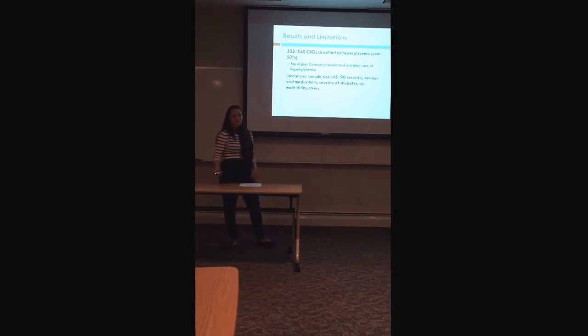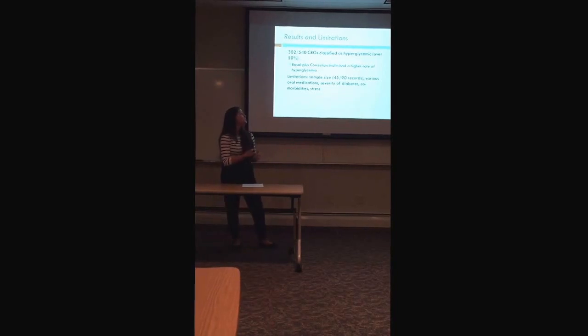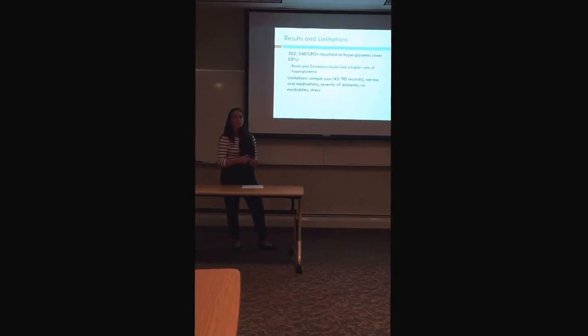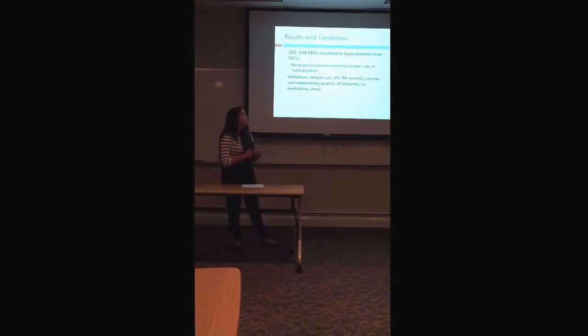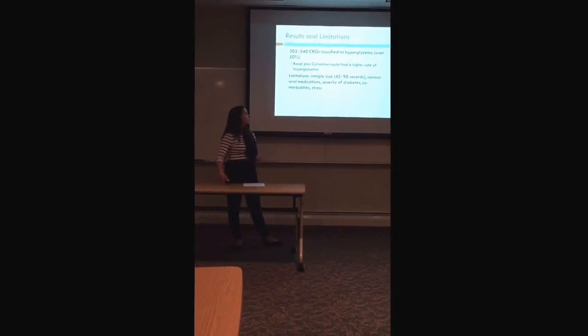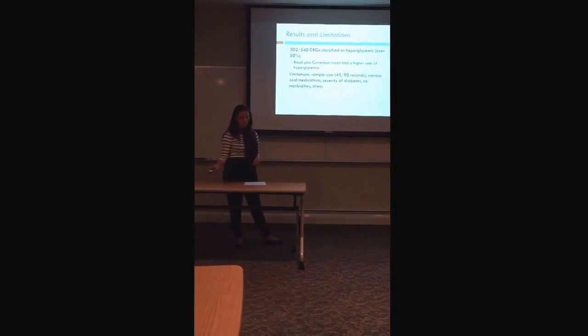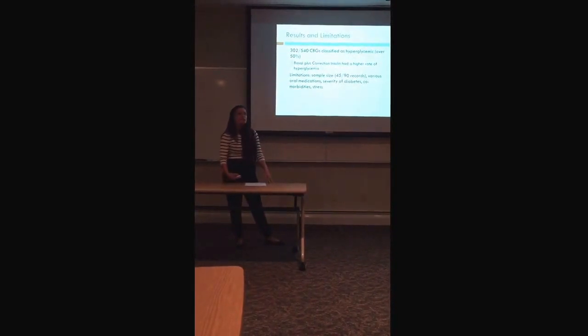Some limitations they identified, one being the sample size. Of the 90 original records they were going to use, only 45 of these records met the criteria. They also found that the subjects were taking various oral medications, which could have affected their blood glucose levels. The subjects had varying degrees of diabetes, which also would affect the blood glucose levels, as well as comorbidities experienced by the subjects or stress levels, which would additionally affect blood glucose levels.